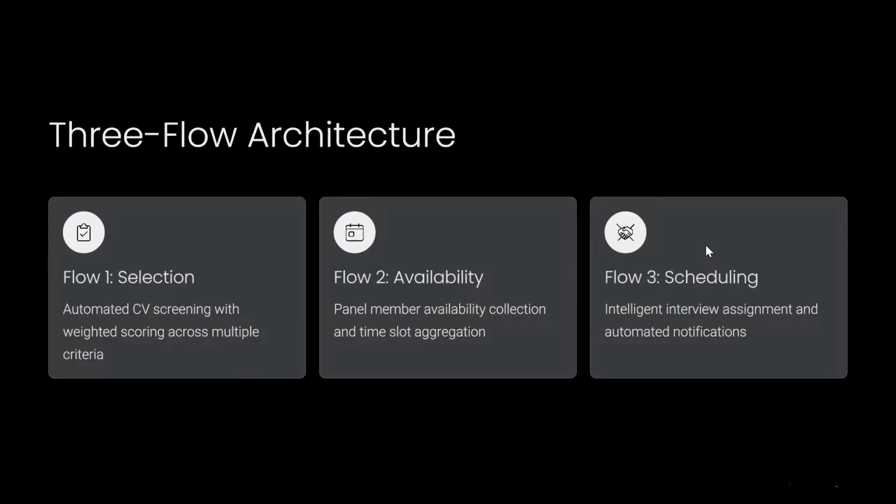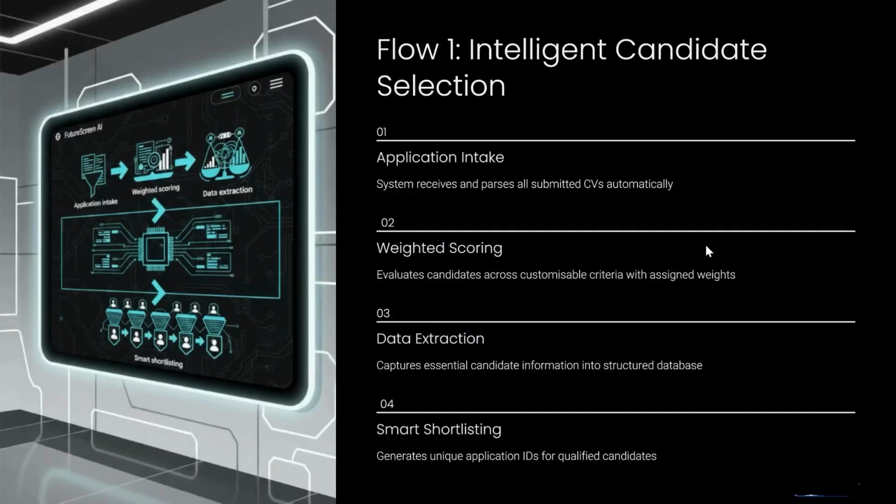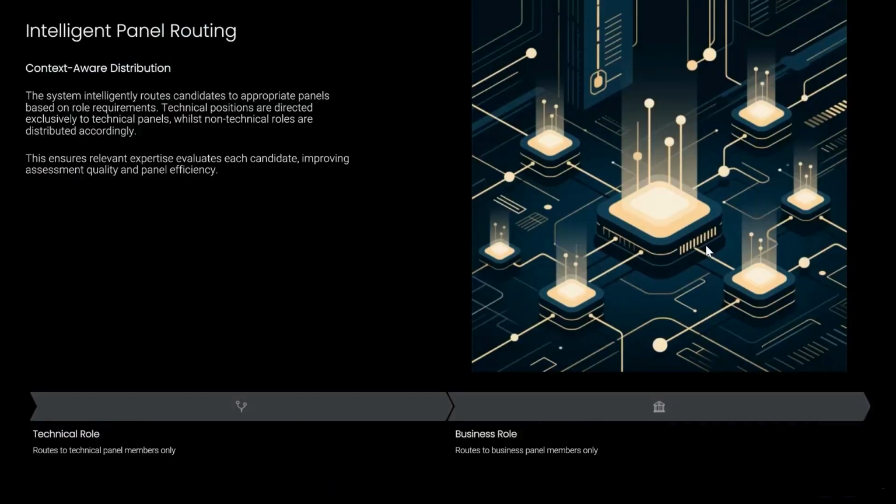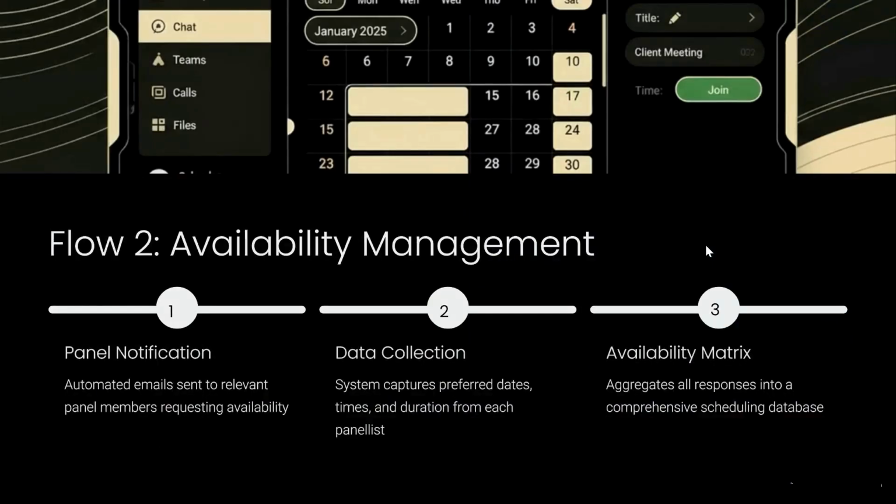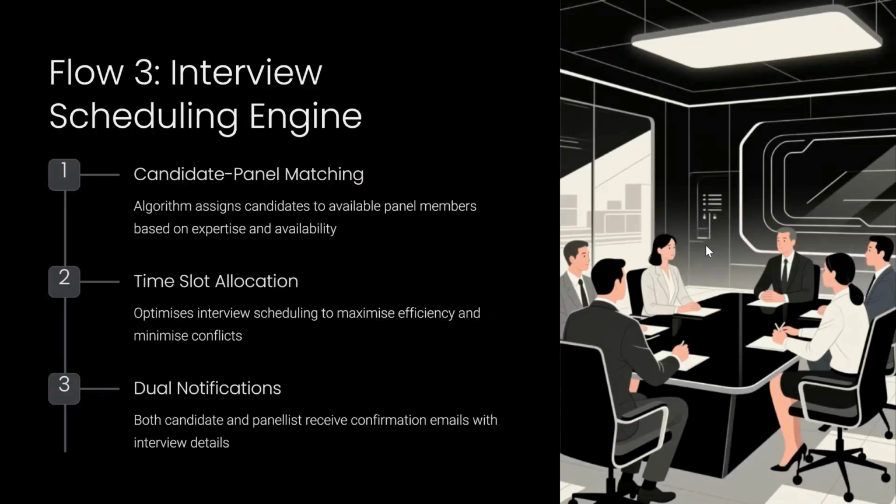There are three flows. First flow, selection, then the availability and scheduling. The first flow has application intake, weighted scoring, data extraction, and smart shortlisting. We will talk about this later. In flow 2, we have panel notification, data collection, and availability matrix. And in the third flow, we have candidate panel matching, time slot allocation, and dual notification. That means it goes to both the candidate and the panel member.